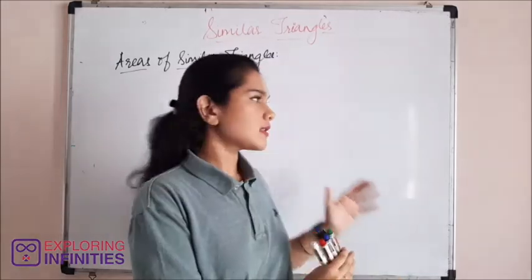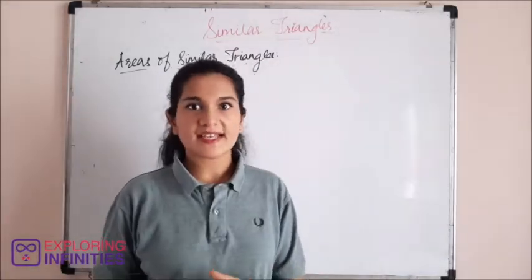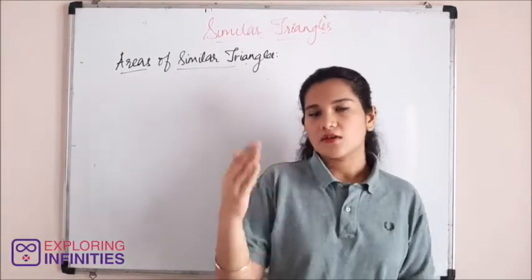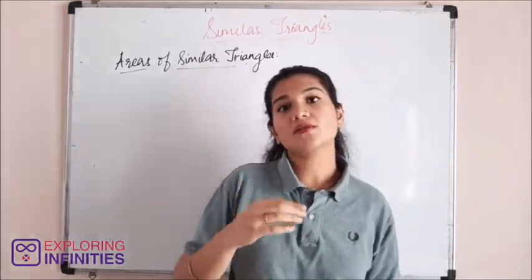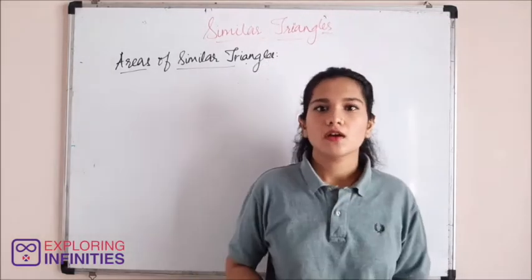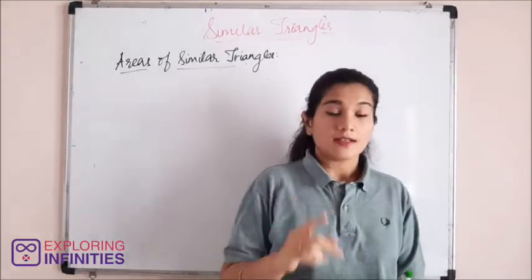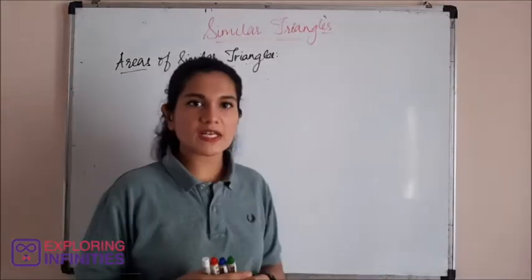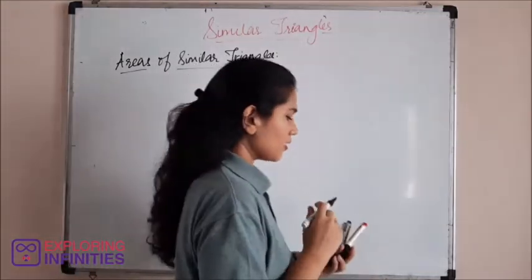Now what this theorem that we are going to discuss states is that the ratio of the areas of similar triangles would be equal to the square of the ratio of their corresponding sides. Sounds pretty confusing. It is very simple. I will just draw the diagrams and then let's get back to the proving.